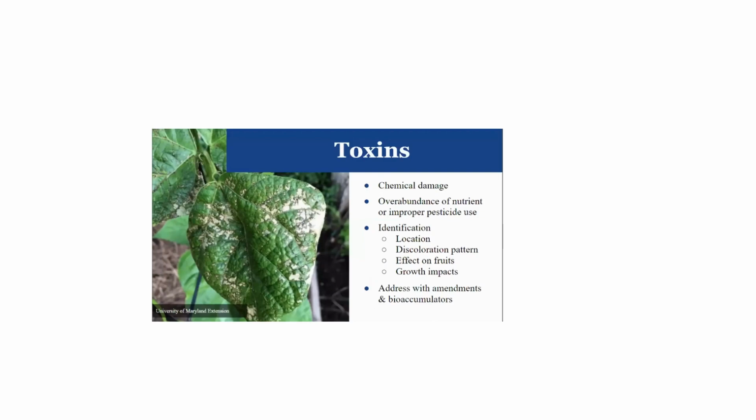Toxins, another type of chemical damage. You might have too much of a nutrient and your plant is overwhelmed by that, or you're using a pesticide and it's not being used correctly, so then you end up burning the plant. So again, looking at the location of where this damage is happening. Is it discoloring the plant? It might affect the fruits. It might impact growth as well. You can address it by putting in another amendment that would help reduce an overabundance of a nutrient, or you might plant something that might accumulate a lot of that particular, I guess, toxin of interest.